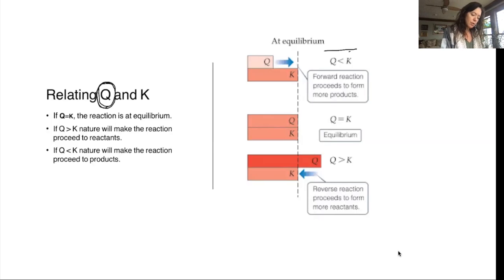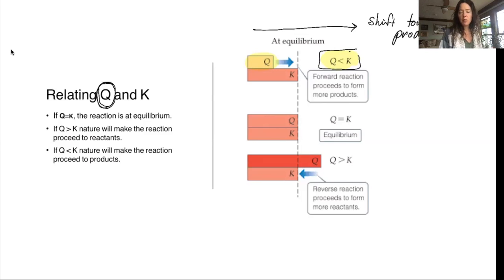If we see that when we solve for Q, Q is less than K, what that means is we have yet to reach equilibrium. So this reaction would need to proceed in the forward direction. We would see an overall shift towards products. So we would lose reactants and gain products.